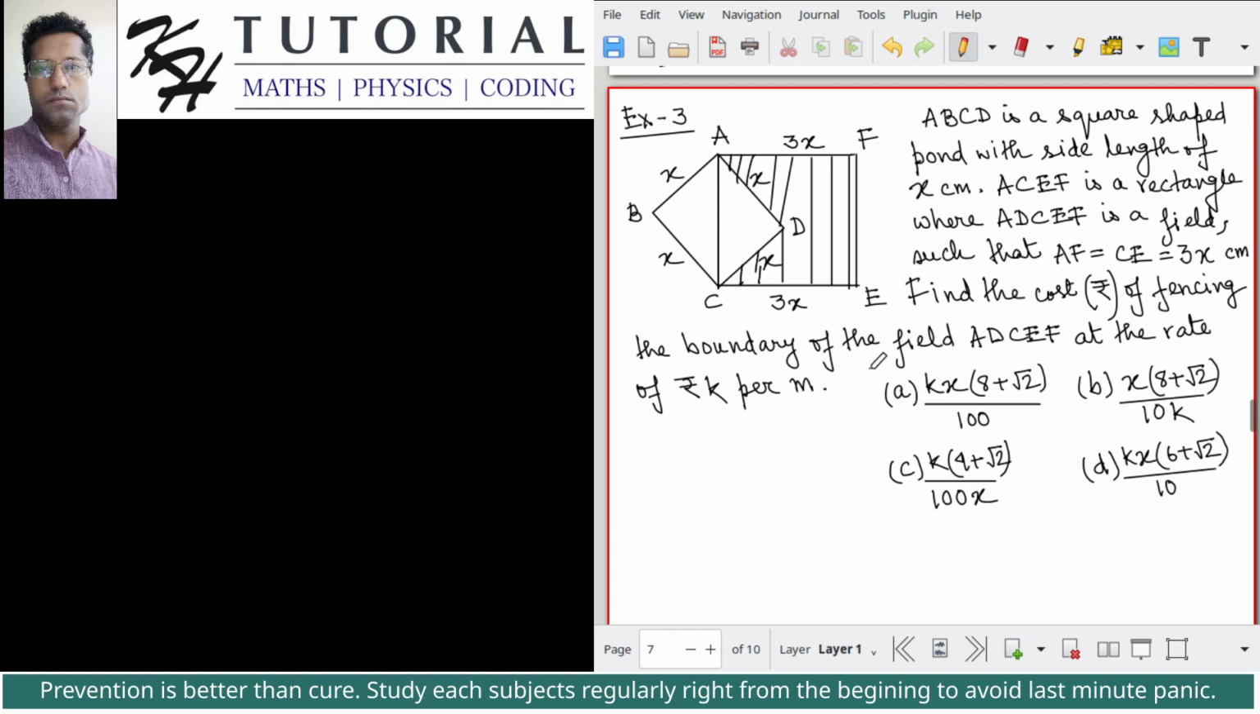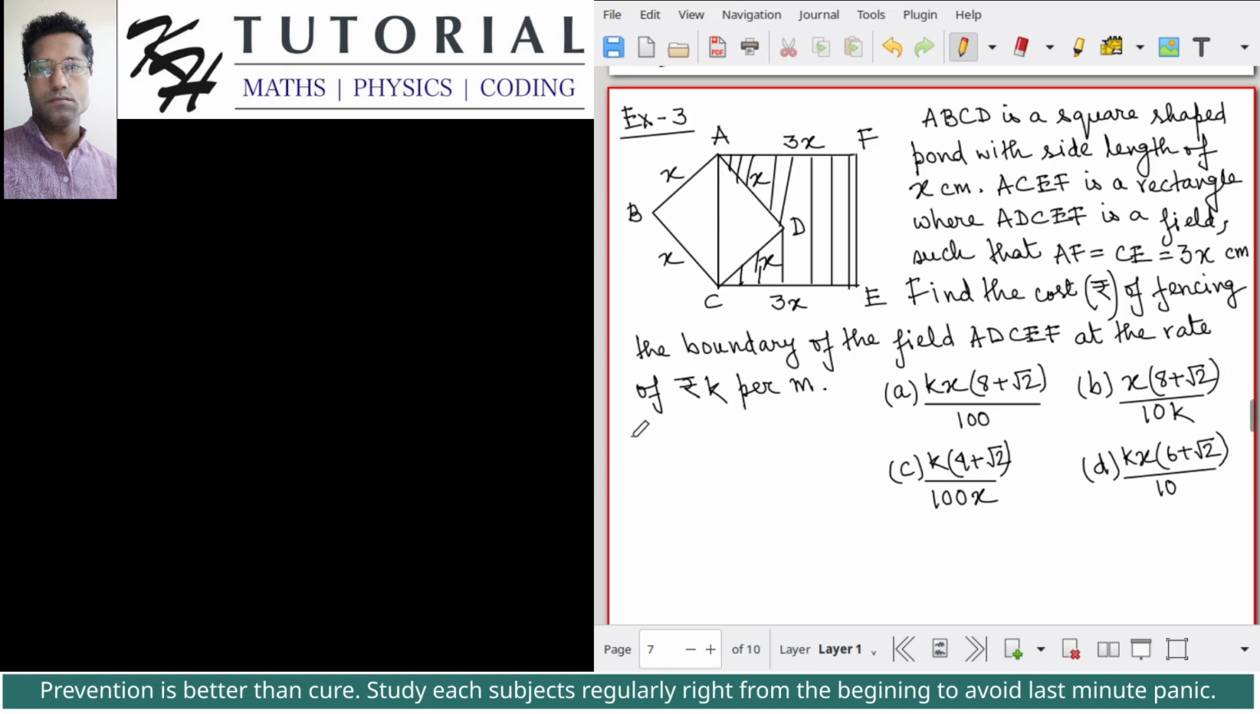So first we have to find the perimeter of the field ADCEF, and then using the rate of cost of fencing, that is rupees K per meter, we will just multiply with the rate. But remember one thing, the rate is given as rupees K per meter, and the dimensions of the pond, the sides and the rectangle, are all given in centimeter. So the first task is to find the length AC of the rectangle ACEF.